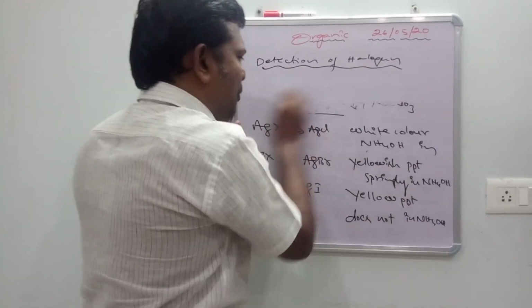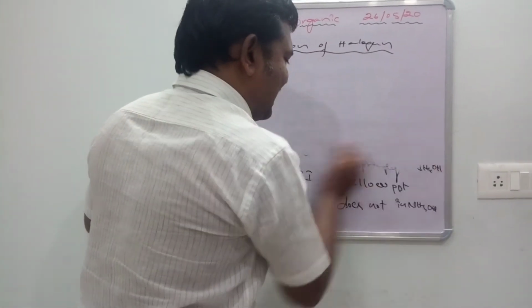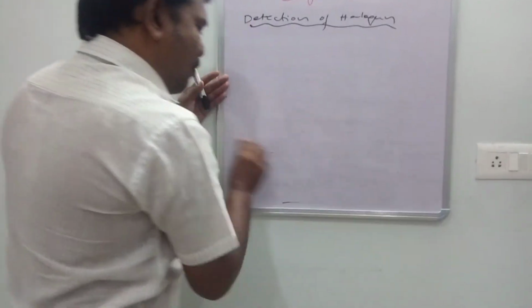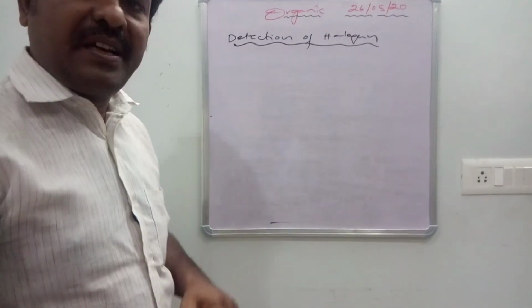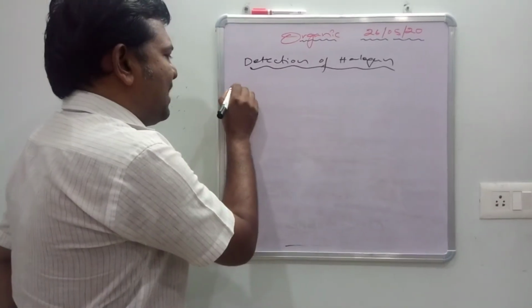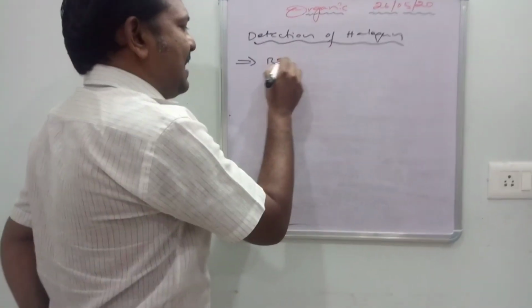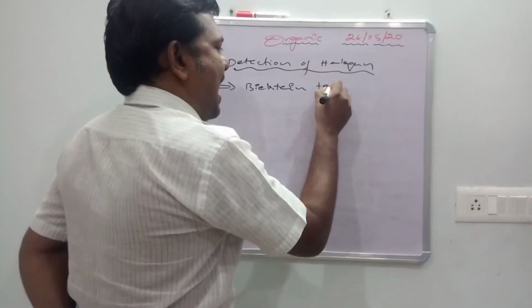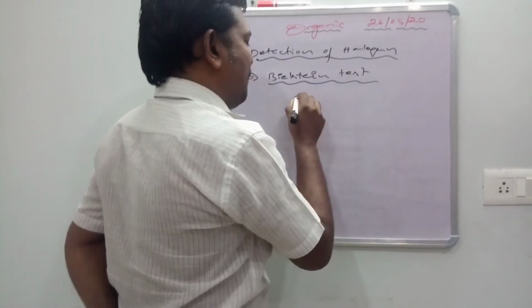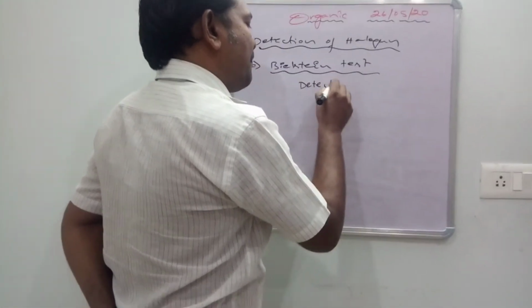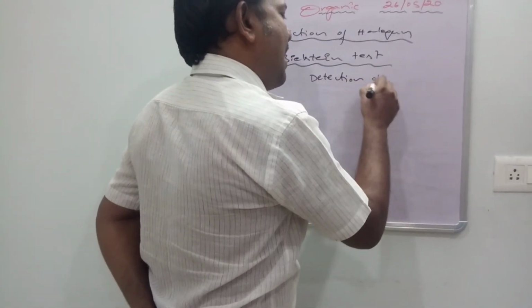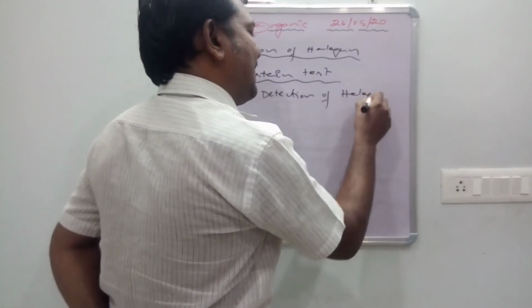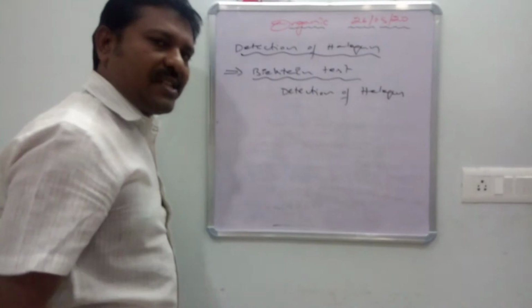And one more important test, the Beilstein test. What is the meaning? Here also there is a very important bit, so observe carefully. The Beilstein test is actually an indication of the detection of halogen. To detect halogen, one more test is the Beilstein test.